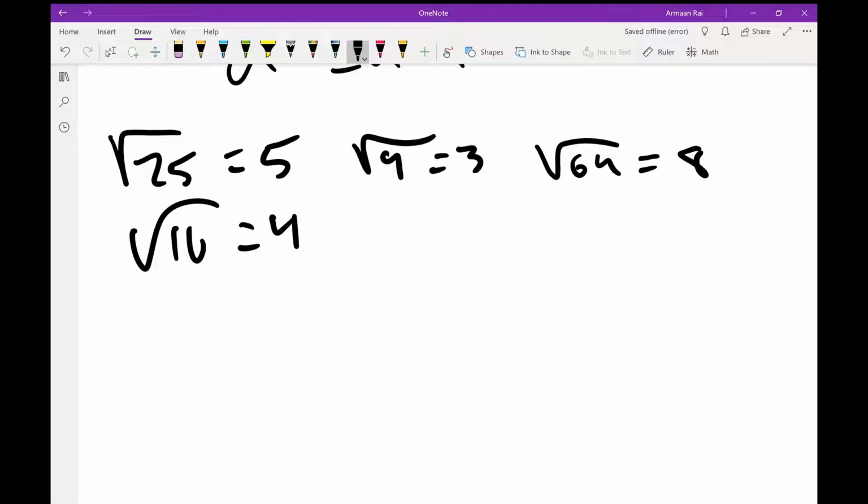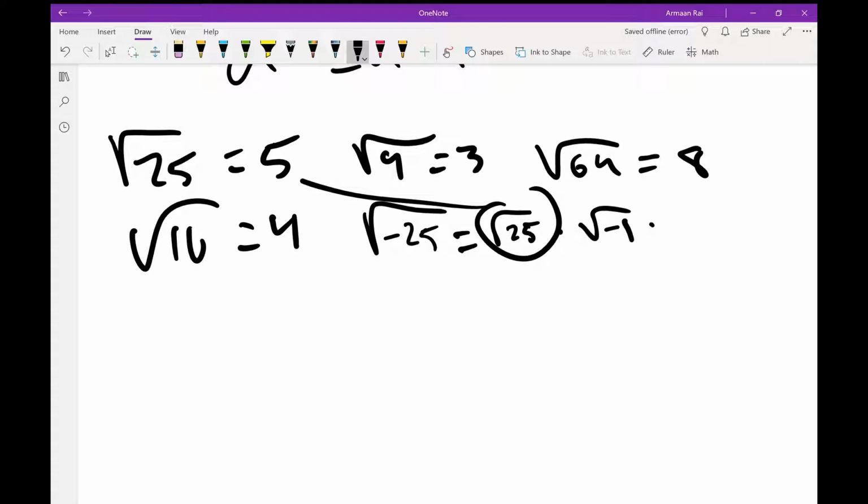You're probably saying, Armand, what are we doing? This is first grade math. Well, let's bring in a new concept. What's the square root of negative 25? Well, from up here, we know that that also equals the square root of 25 times the square root of negative 1. That equals 5 times the square root of negative 1.